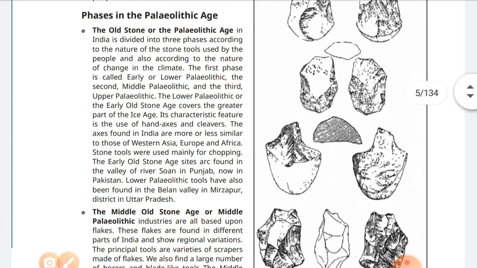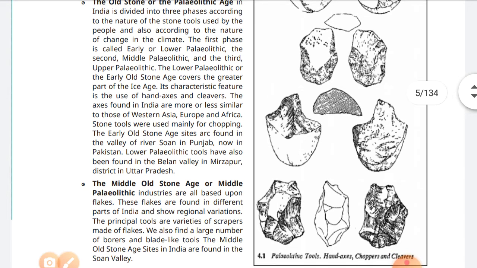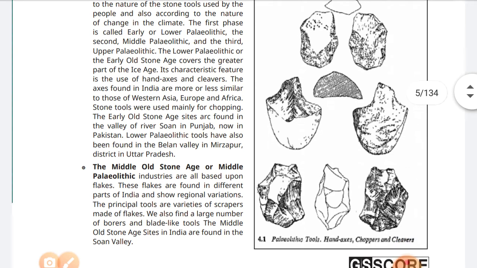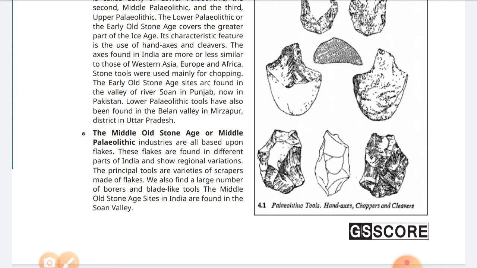The Paleolithic age, the Old Stone Age, in India is divided into three phases according to the nature of stone tools used by the people and also according to the nature of changing climate. The first phase is the early or lower Paleolithic, the second is the middle Paleolithic, and the third is the upper Paleolithic.